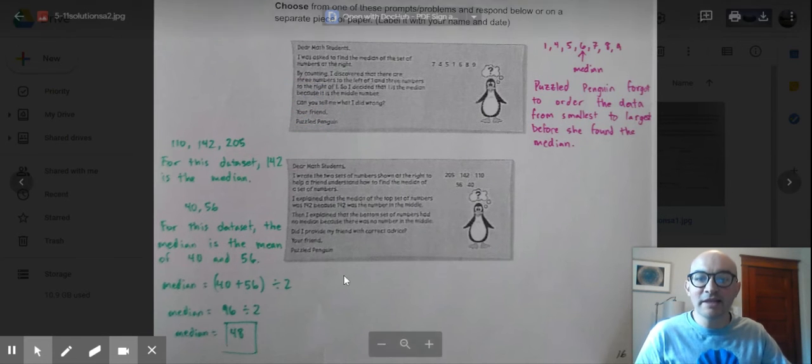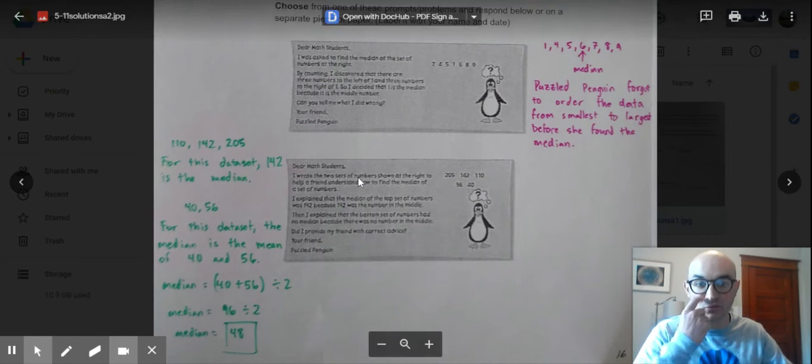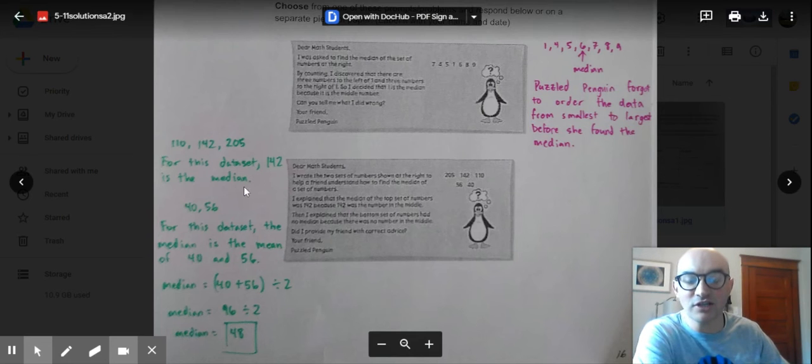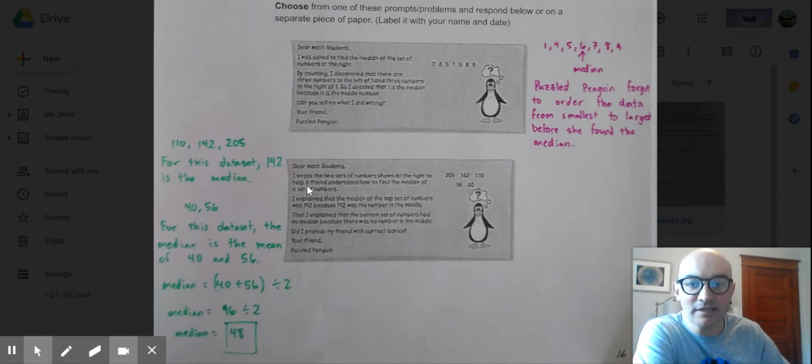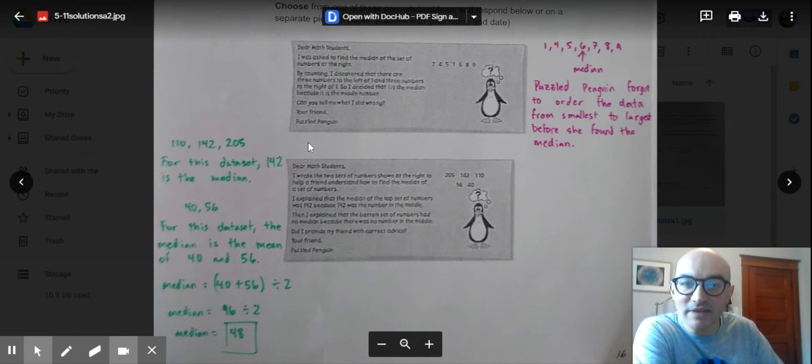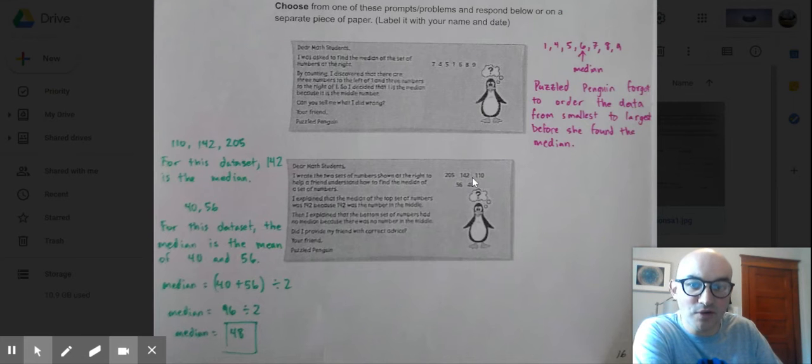Okay. And then for this next Puzzled Penguin question, the other challenge question for today, we've got 2 different data sets here, and let's take a look. She wrote the 2 sets of numbers shown at the right to help a friend understand how to find the median of a set of numbers. She explained that the median of the top set of numbers was 142 because 142 was the number in the middle. That is correct. She ordered it from greatest to least, 205, 142, and 110.